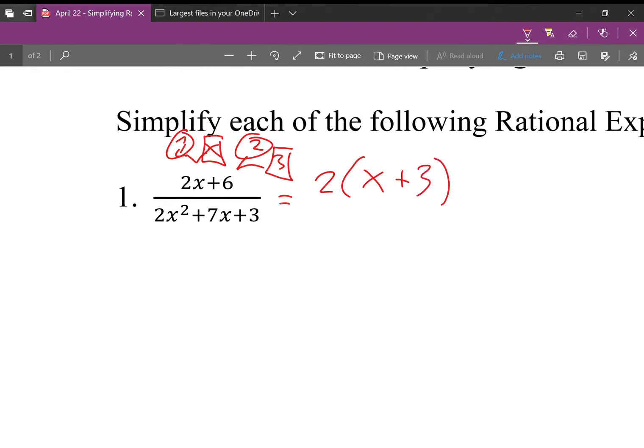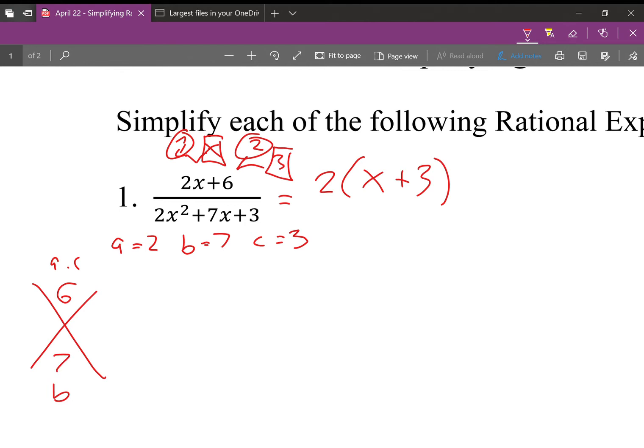Now let's move on to the denominator. I have a quadratic where a is 2, b is 7, c is 3. So in my x box, I'm going to have a times c at the top, b at the bottom. If a is 2 and c is 3, a times c is 6. 6 on the top, 7 on the bottom.